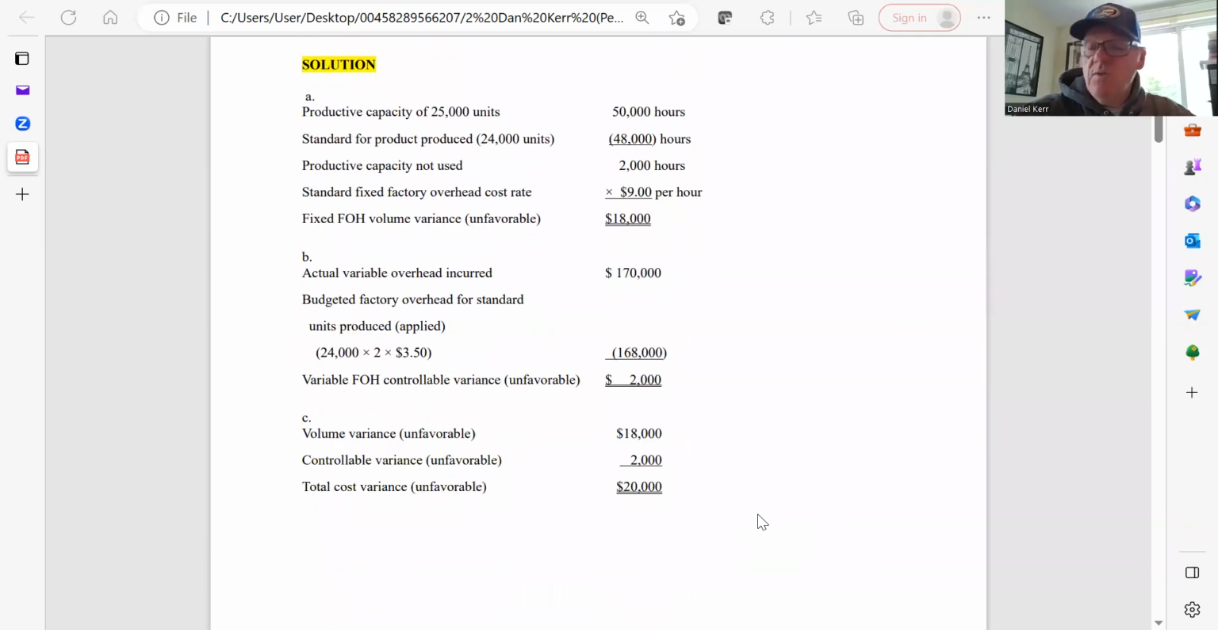So for part C, you had to add them together. The total variance for overhead is 20,000, and it is unfavorable. Okay, so that's the first one. Each of these was worth 10 points.